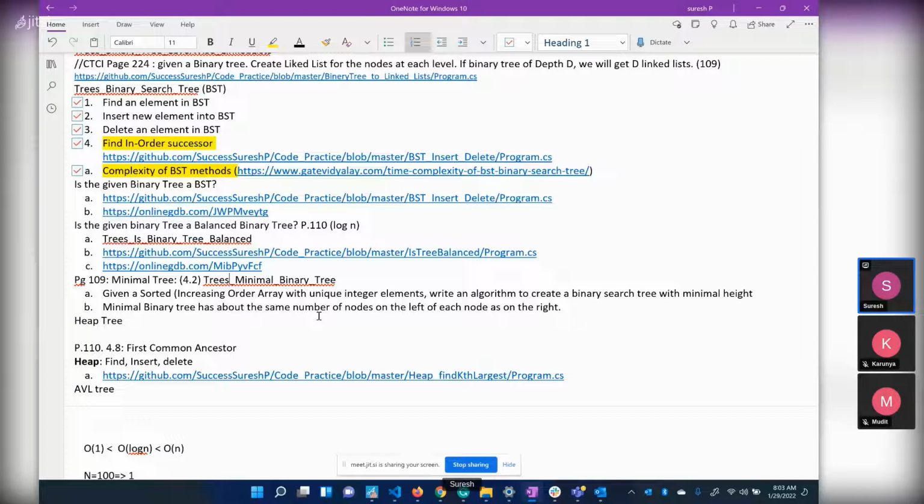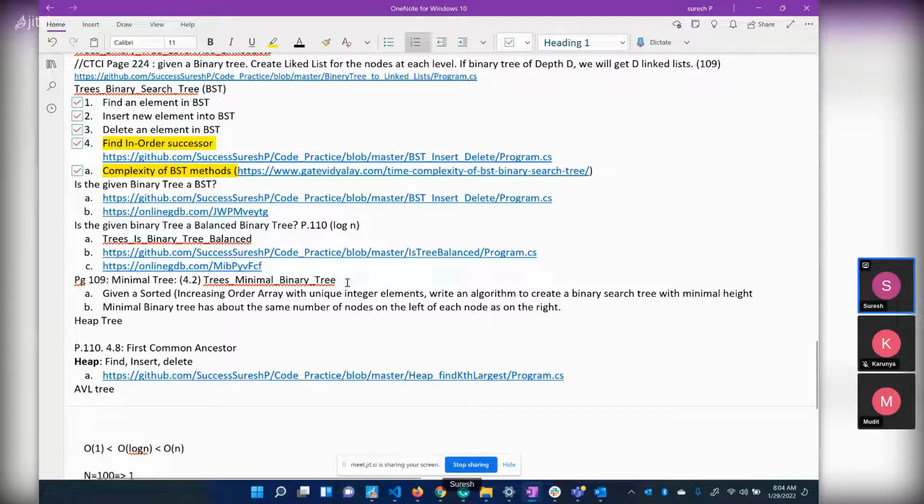So the code runs in order of n time and order of h space, where h is the height of the tree. Yeah, you're right. So this is order of n. Order of h means the height. So space-wise, we may take the height, order of h. Okay, but it is good. Cool. Are we good? Shall we go to the next algorithm?